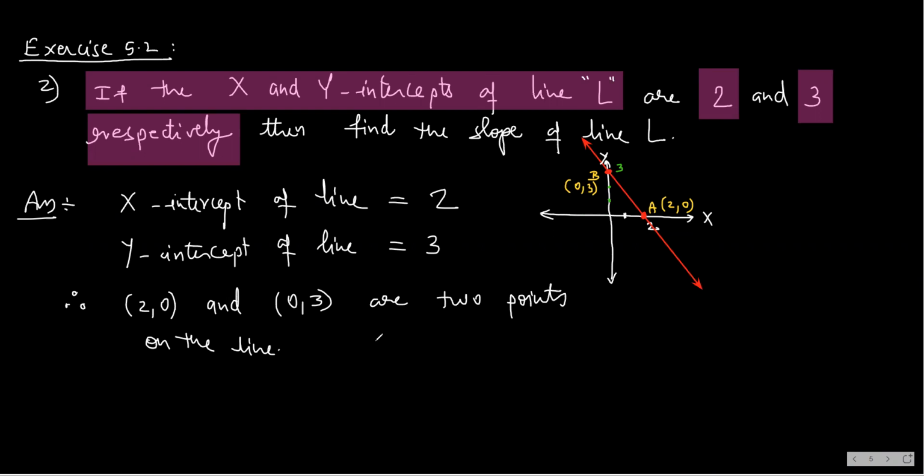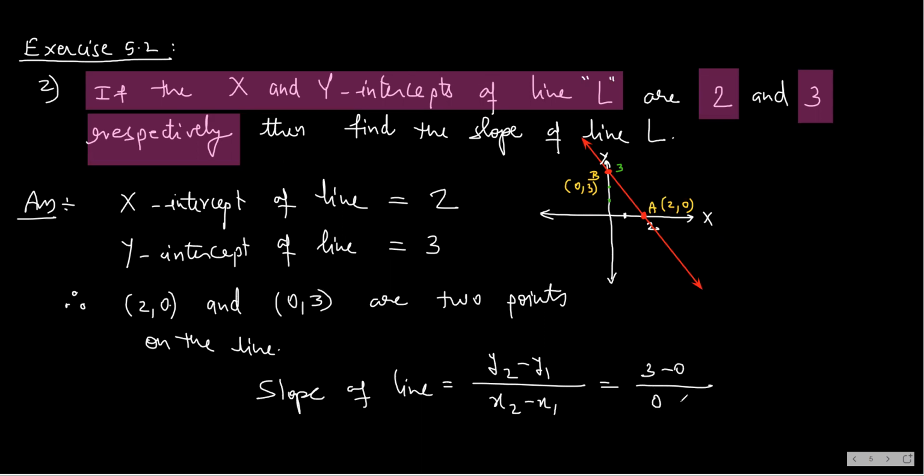Now, once I know two points on the line, the slope of the line can be calculated with the help of the formula. So I'll write: slope of line equals (y2 minus y1) upon (x2 minus x1). That is (3 minus 0) upon (0 minus 2). The answer is minus 3 by 2. This is the slope required. You can copy this.